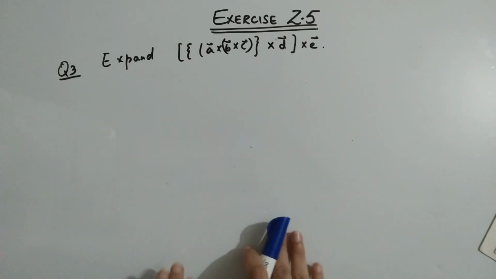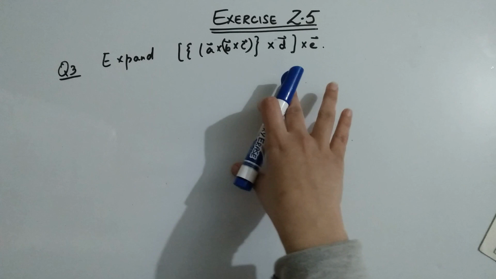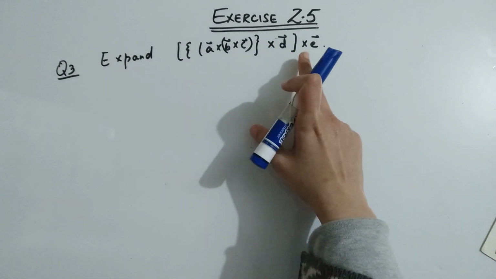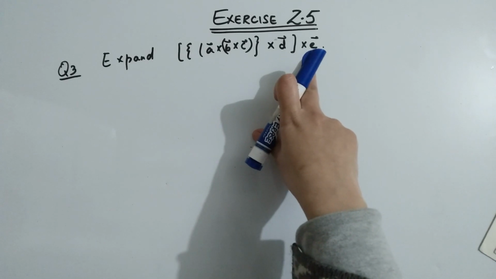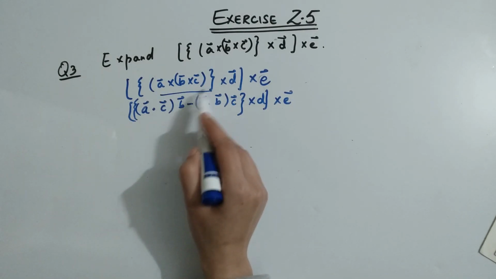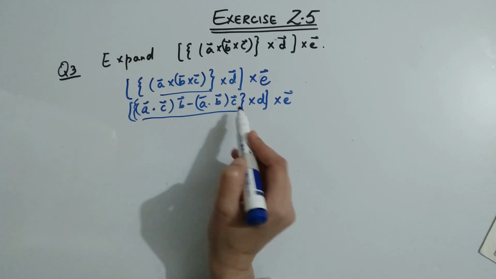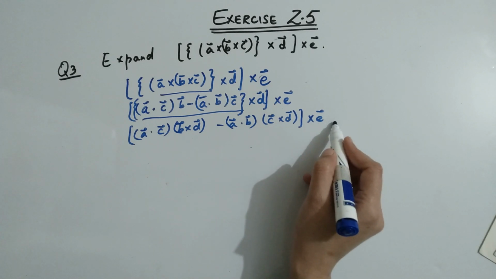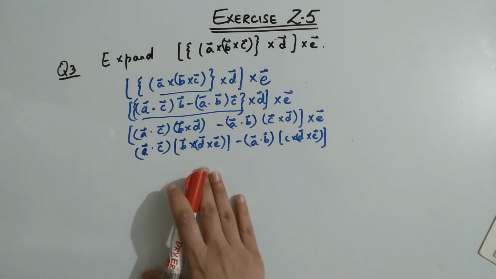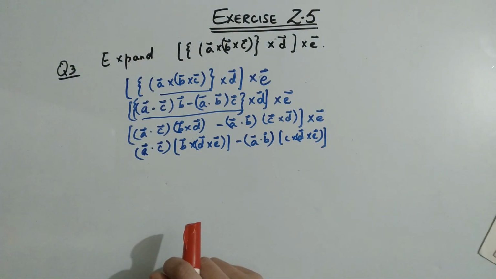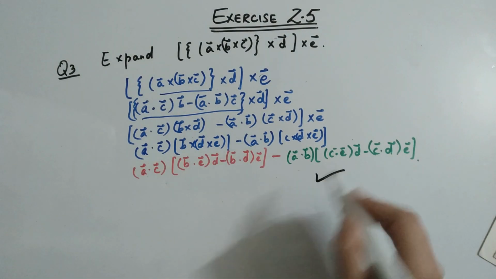In this question you have to expand this expression. This is the same as question number 2, but in question number 2 here was dot, and in this there is a cross. So using the formula of vector triple product, I applied it here. Now taking cross product with d, this bracket will be further cross multiplied by e. Now applying the formula of vector triple product on this and this bracket separately, this is the required expression.